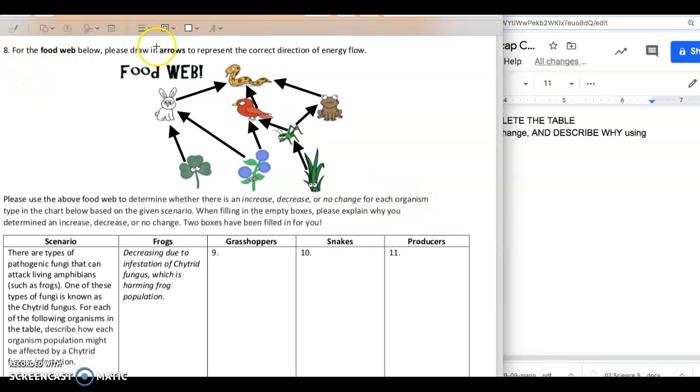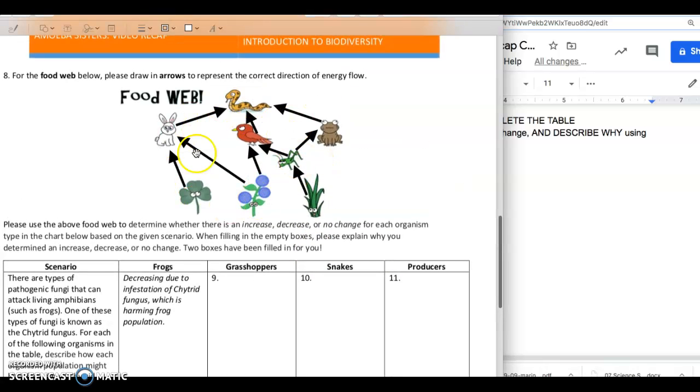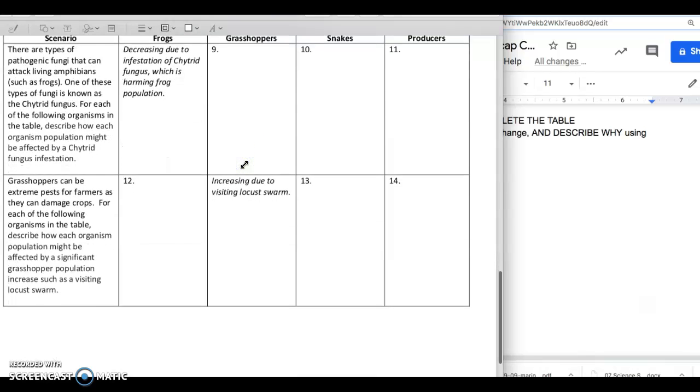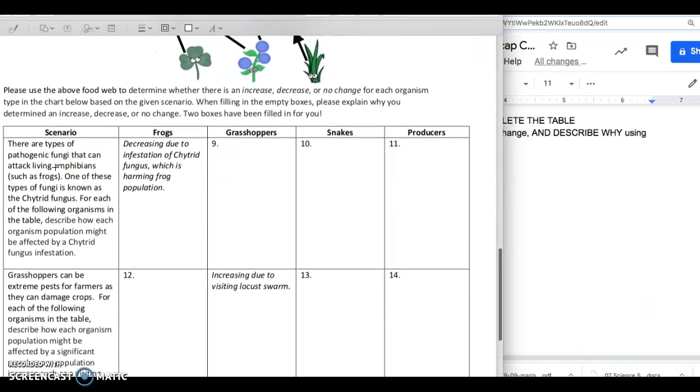First of all, number 8, it said, please draw in arrows. I drew them in for you, okay, because it's a PDF and it was a pain in the butt and I still have to even fill it in so that it matches the video. But I just want you to know that you don't have to do number 8 because I'm doing it for you. What you want to do is just use it as a reference, okay, and take a look at these questions down here. It's going to give you a scenario.